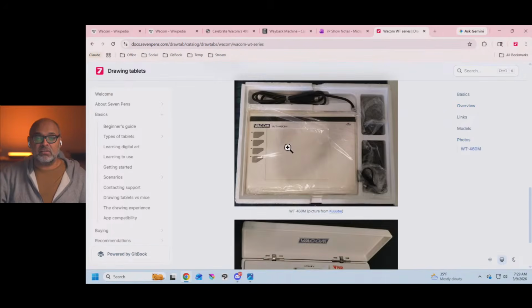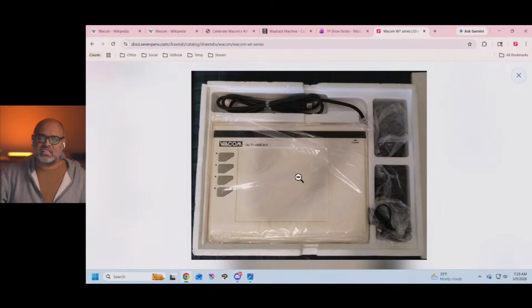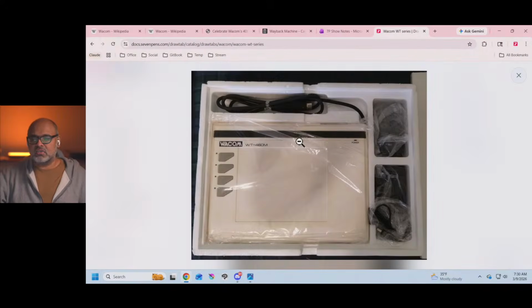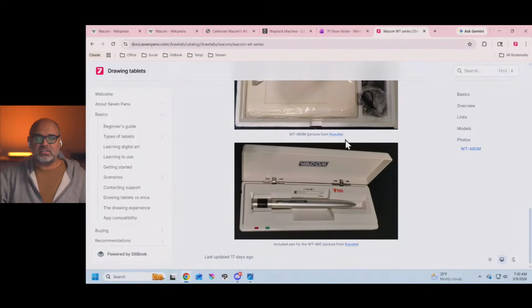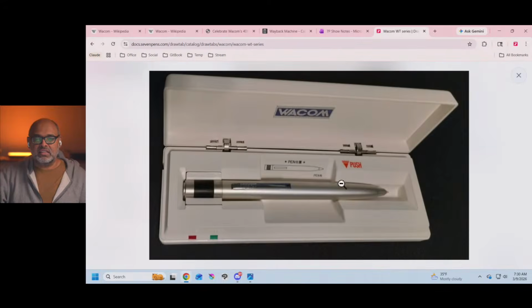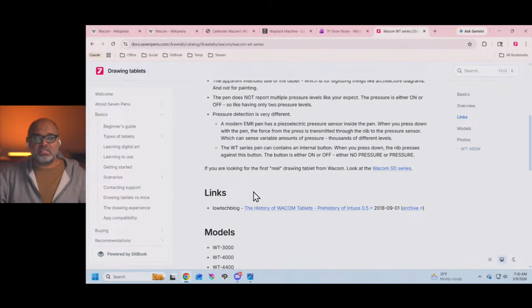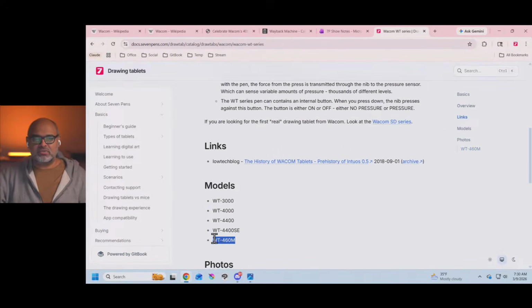Here's actually the tablet here, right? So it's interesting because this is 1980, what was it, 1984, okay? So now you're looking 42 years ago. You see 4 buttons. Looks like there might be LED lights here. This is the WT460M. And let's take a look at some more pictures here. It comes with this really interesting looking pen in this case. These pictures came from Cube, by the way. Okay. Now there are several models here, but this is the first one, the WT460M.